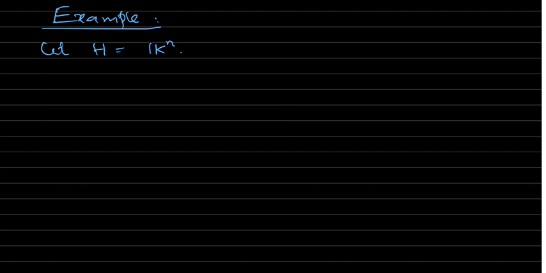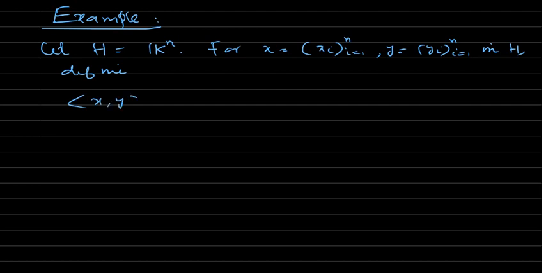Okay, so let's define the inner product on this Kn. For x equal to xi, i runs from 1 to n tuple, y is equal to yi, i runs from 1 to n. In this H we define this function: xy is equal to summation i runs from 1 to n of xi and yi conjugate.